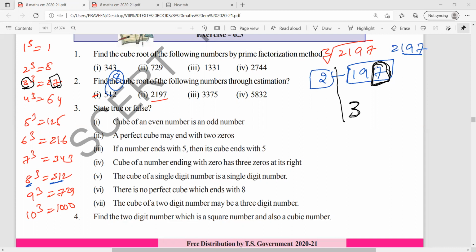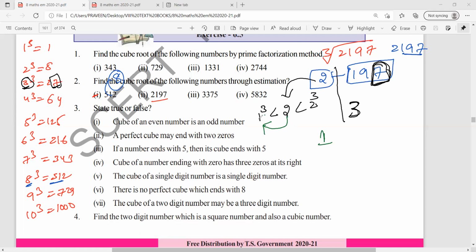Okay, in 197 the last digit is 7, because 7 ends which cube root? 3 cube root. So you take the number 3. Clear? Next, take group 1, the number 2. For this you have to write the nearest cube. 1 cube is 1, 2 cube is 8. The value 2 lies between 1 cube and 2 cube, and you have to select the lowest value, which is 1 cube. So you take the number 1.